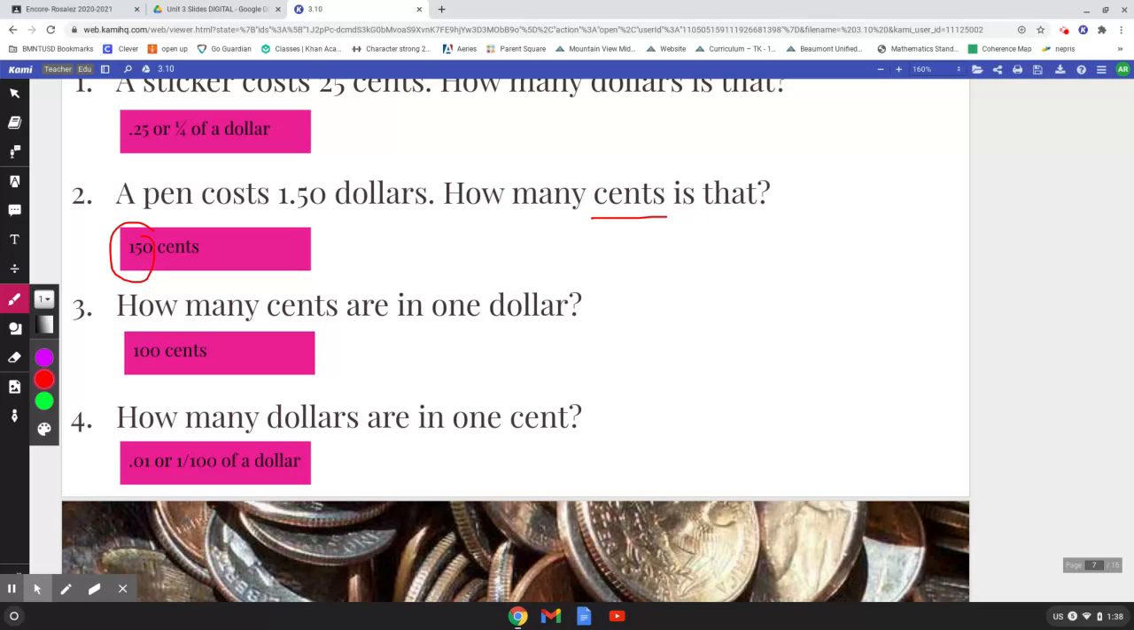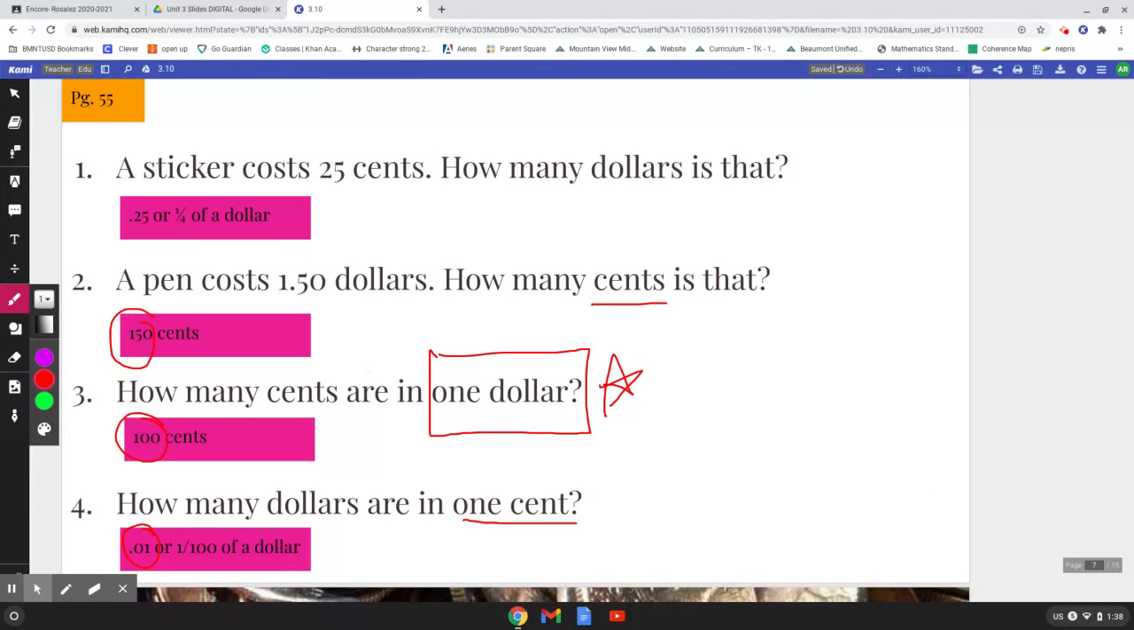So you should be writing what you see in pink. How many cents are in $1? This is an important one to know. So that is 100 cents, right? The 100 is a huge key word when we're dealing with percents or percentages. And number 4 says, how many dollars are in 1 cent? Well, that's 1/100th of a dollar, or 0.01. So you should write that on page 55.